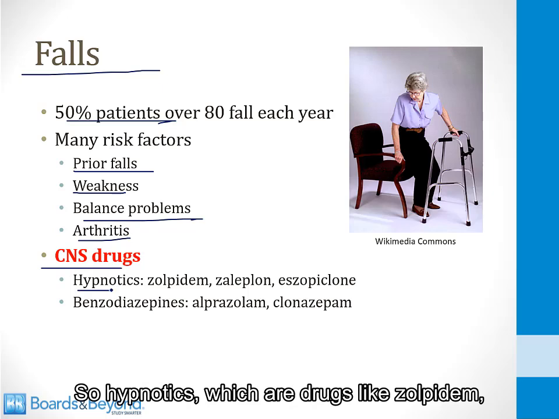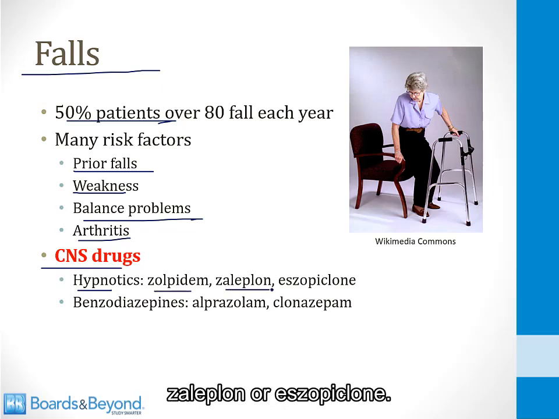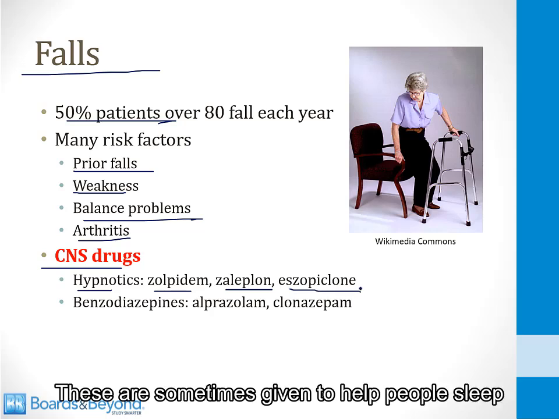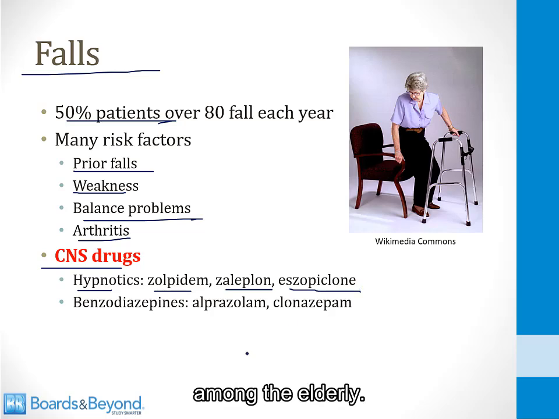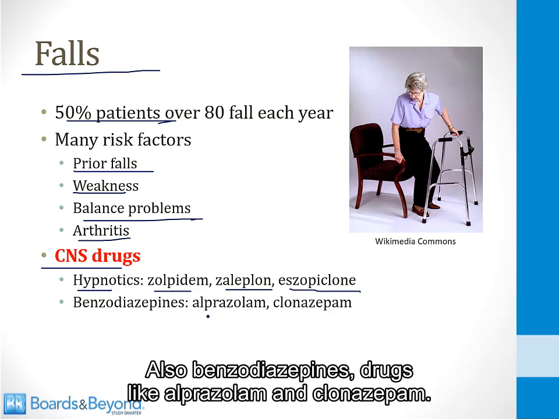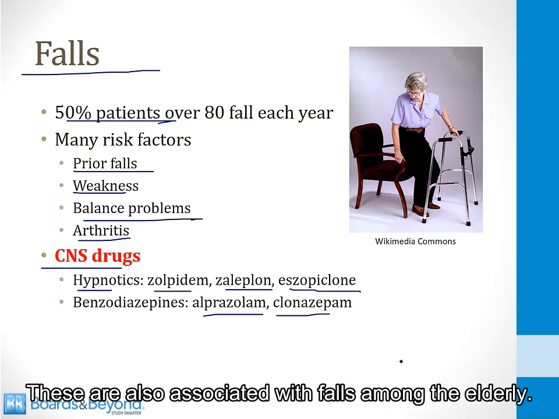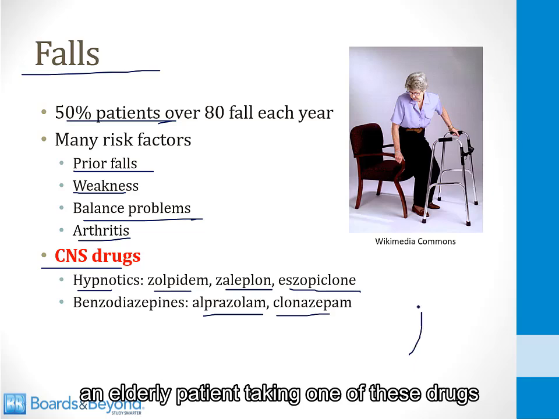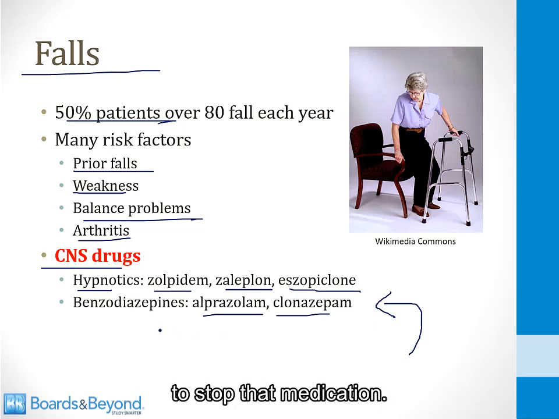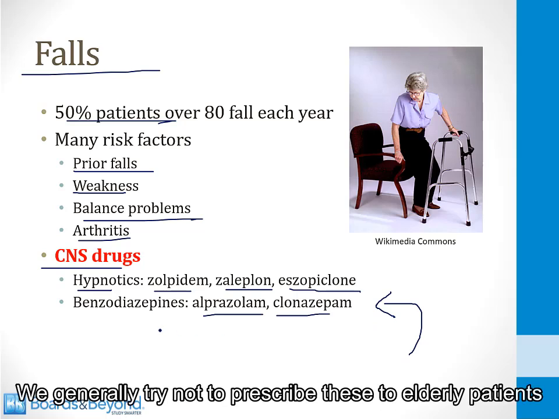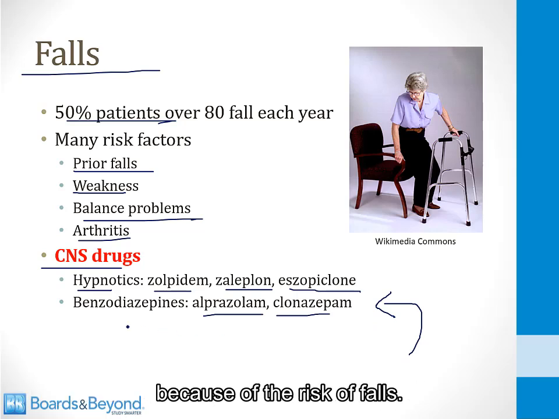Hypnotics, which are drugs like zolpidem, zaleplon, or eszopiclone, are sometimes given to help people sleep, and they are associated with a higher rate of falls among the elderly. Also, benzodiazepines, drugs like alprazolam and clonazepam, are also associated with falls among the elderly. So in a board question, an elderly patient taking one of these drugs who's having falls, the right answer may be to stop that medication. We generally try not to prescribe these to elderly patients because of the risk of falls.